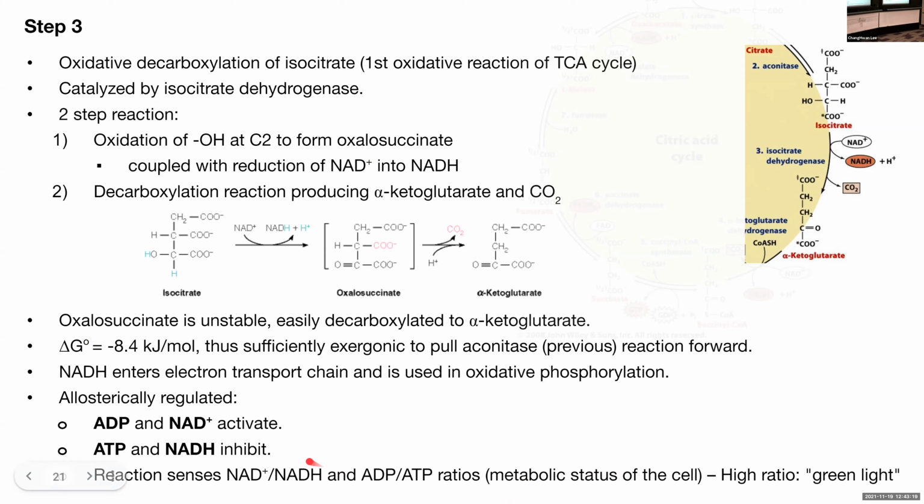So if you have a high ratio of these two, meaning that you have a lot of the oxidized form, NAD plus, or ADP, that means you have to generate more ATP. You have to process the sugar molecule more. So that means a green light. It will basically activate this pathway.